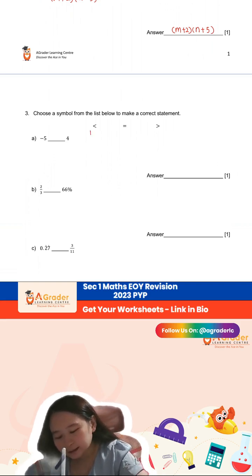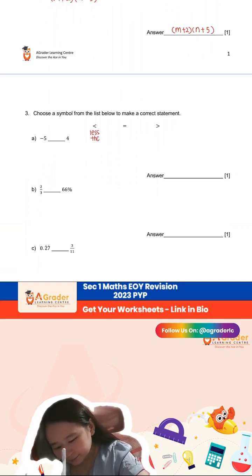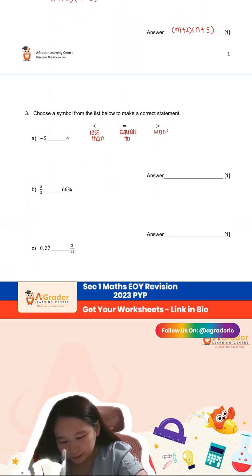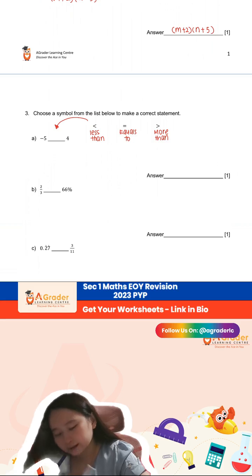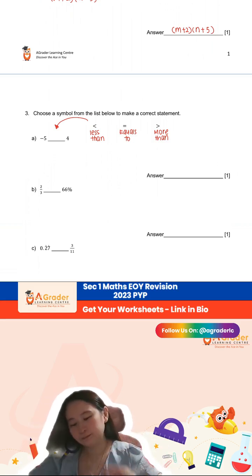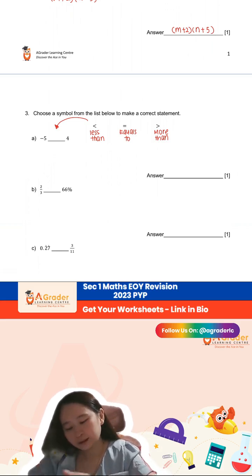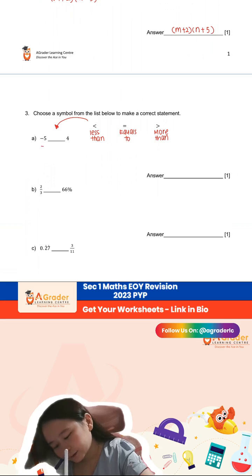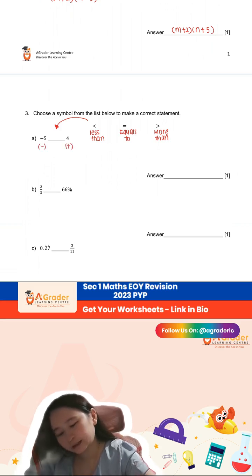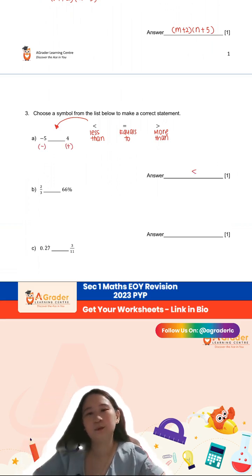So this is the less than sign, equals to, and this is more than. When you apply it in this part here, negative 5, because one is negative, one is positive, so negative is definitely less than the positive number.